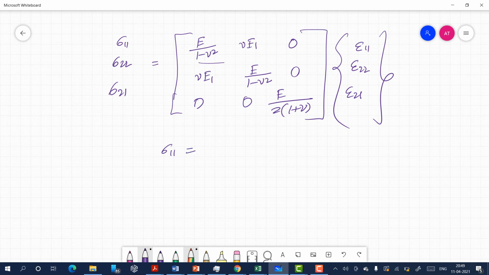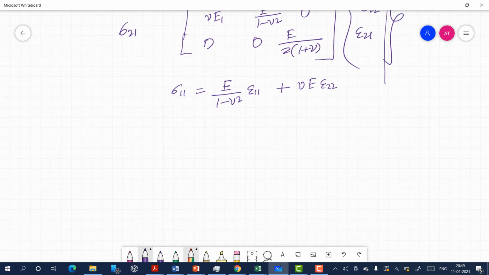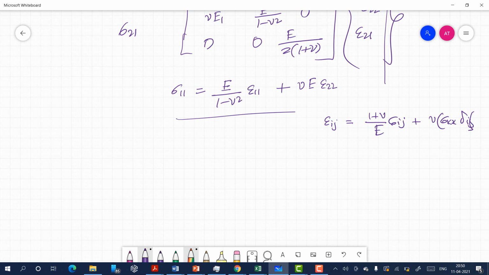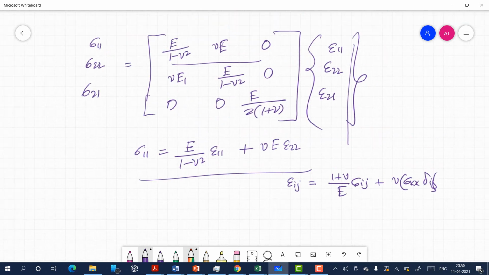So sigma 11 will be this into that, right? So this is E divided by 1 minus mu squared, epsilon 11 plus mu into, I have written E1, it should be just E, so E into epsilon 22 and nothing else, okay? So if you remember our formulation of MM302 when we talked about a stress-strain relationship and strain-stress relationship, then you remember our strain-stress relationship was simply this: 1 plus mu by E sigma ij plus mu into sigma kk delta ij, right? This was the relationship, and you will get again stress versus strain relationship, and you will get simply this. Okay, so this is what we have written in the simple form.